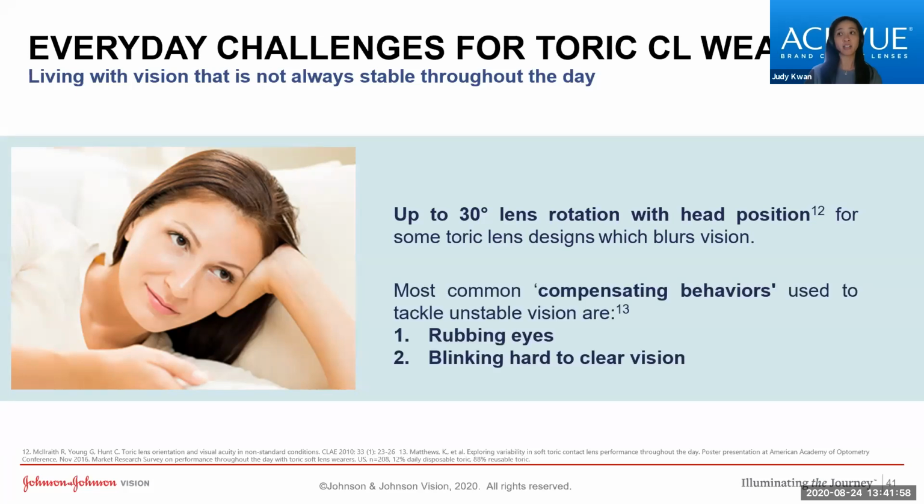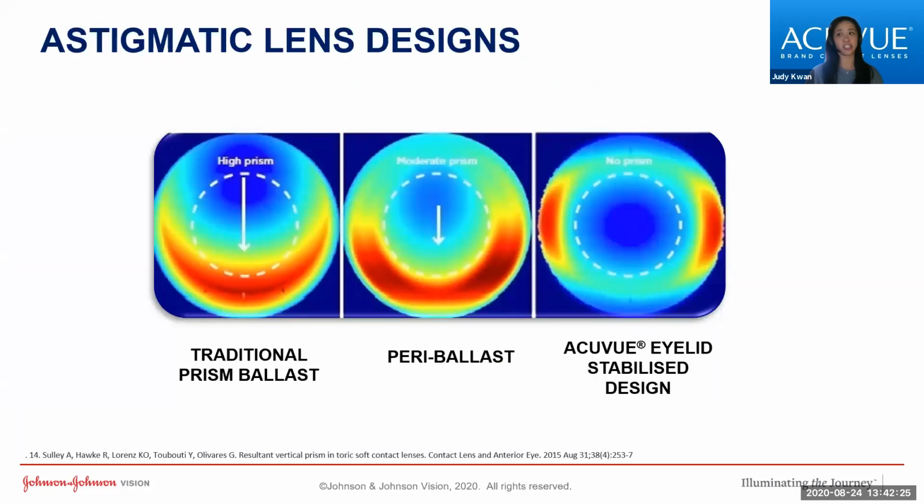Now, when the contact lens does destabilize and move because of the head and eye posture, what our patients may end up doing is rubbing their eyes or blinking really hard to get their vision back into being clear for them. So this is what we would classify as compensating behaviors because their toric contact lens is not working appropriately for their needs. Now this is quite challenging for not only the practitioner to try and fix, but also for the patient.